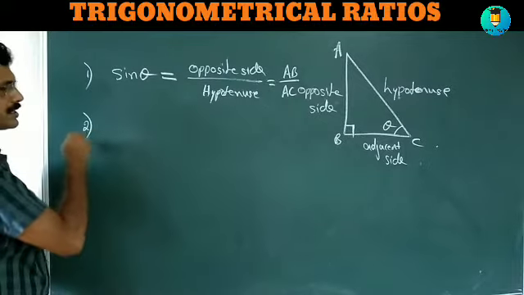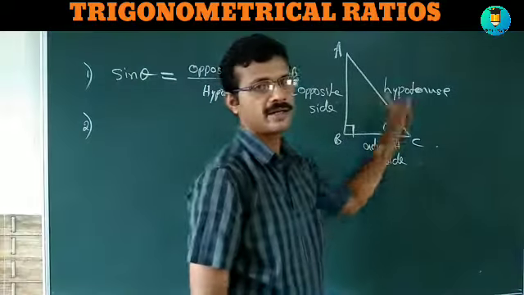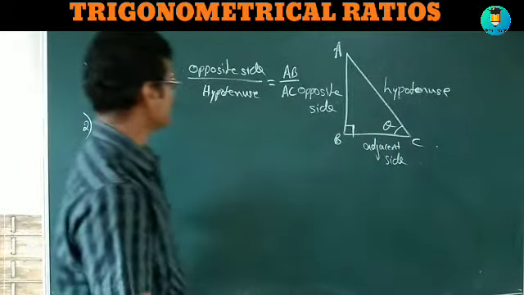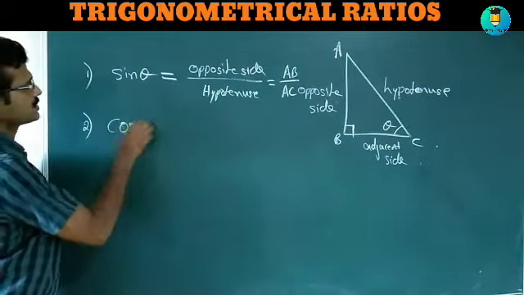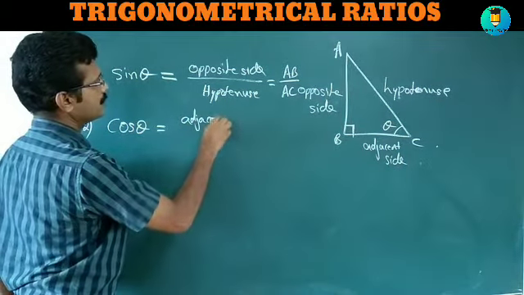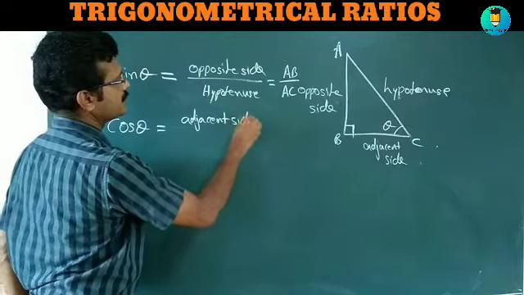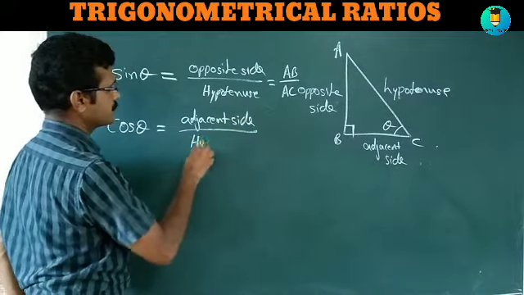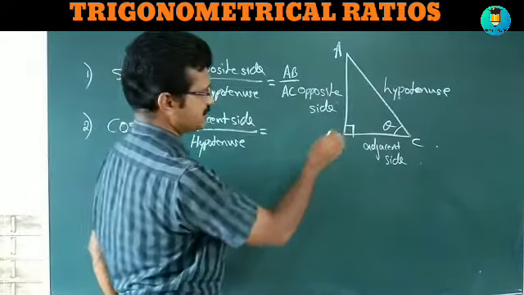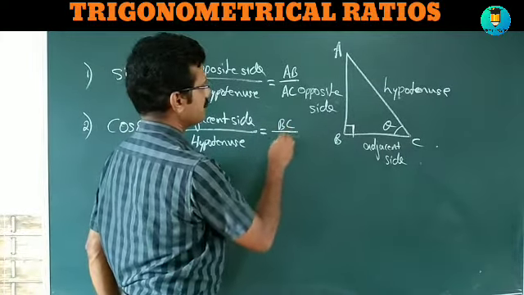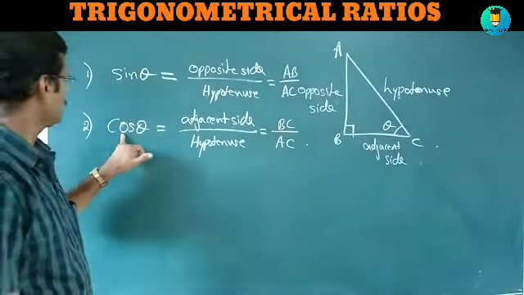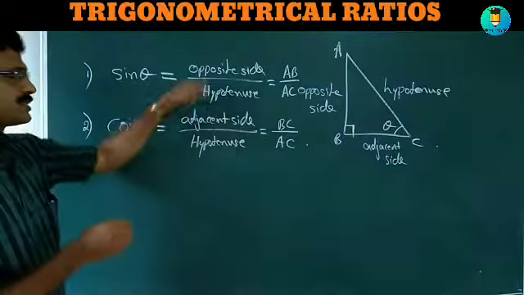Now the second ratio, the ratio connecting adjacent side and hypotenuse, that is named as cos theta. Cos theta is adjacent side by hypotenuse. So that is BC by AC. So that is the second ratio, and now the third one. You have to memorize these things.